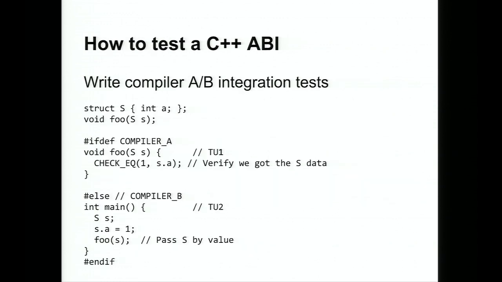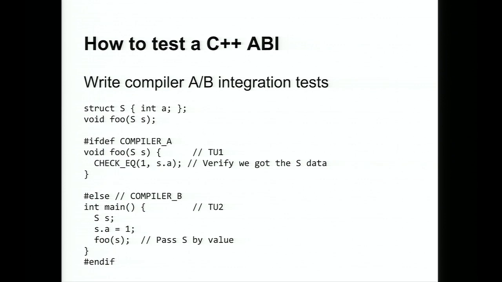So how do you test this to figure out that you're actually doing it right? What you end up doing is writing a bunch of compiler A/B integration tests, where you take a source file like this, you have a common header, and then you have an ifdef with two sides. One bucket is one translation unit, and the other is the other translation unit. Then you can run compiler A and compiler B on the translation units, link them together, run it. It should exit 0. If it doesn't, or it fails to link, then there's an ABI problem.